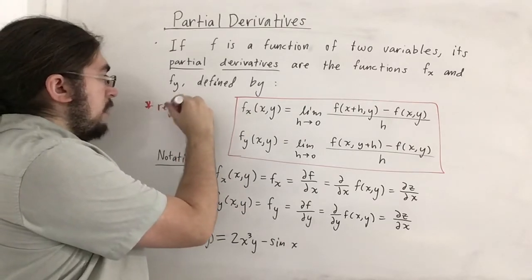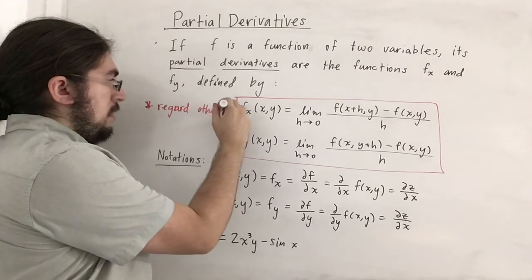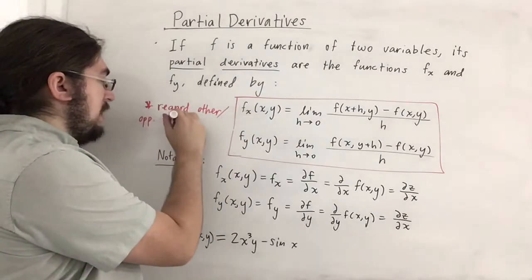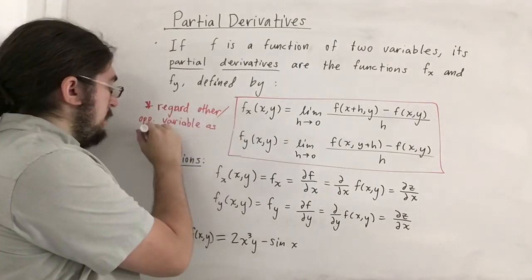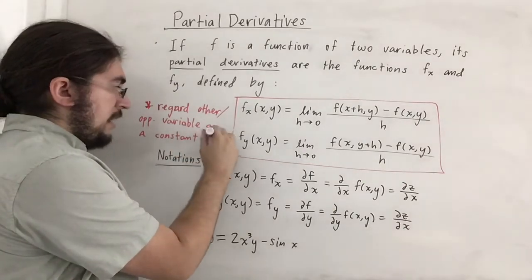So let me write that: regard the other variable, or you can say other slash opposite variable, as a constant. And we'll actually see that with some examples, but for right now, just keep this idea in mind.